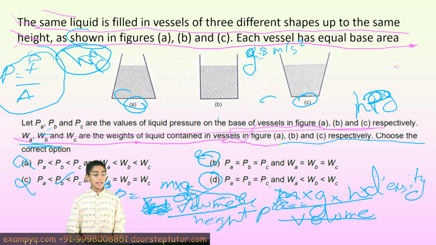Since the density is equal and the volume is less in vessel A, the weight of the liquid in vessel A will be less than the weight of the liquid in vessel B, which will be less than the weight of the liquid in vessel C. So we get choice D as our correct answer.